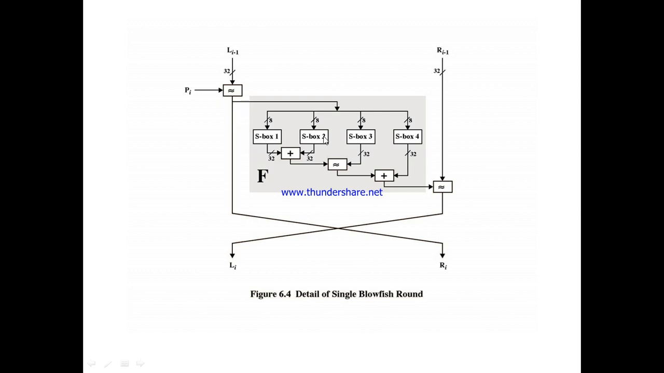So see here, 4 S boxes. This 32 bits we are dividing into 4 parts, and how are we performing? Addition, then XOR, then addition, as we have seen in the previous one. And this is the operation F, where we are using the S box, and then the resultant will be XORed with this Ri minus 1 to generate Li. Right. So this is how the single round of Blowfish works.